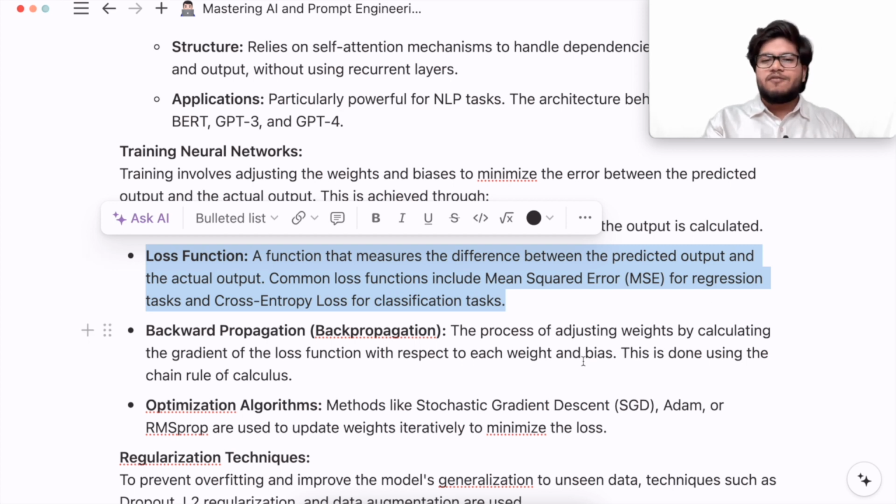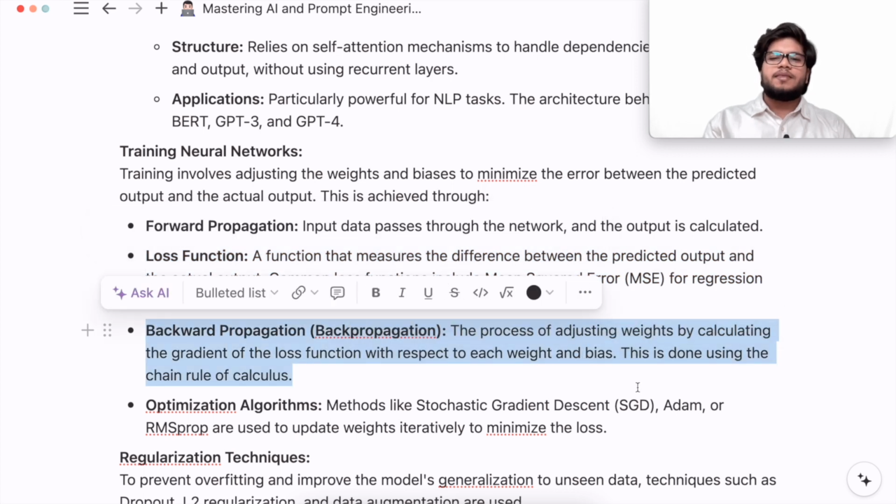Now comes backward propagation, or backpropagation, the process of adjusting weights by calculating the gradient of the loss function with respect to each weight and bias. This is done by using the chain rule of calculus. If you have learned differentiation or integration, you must have learned how the chain rule works. That is completely a mathematical topic, and we won't be discussing it here.